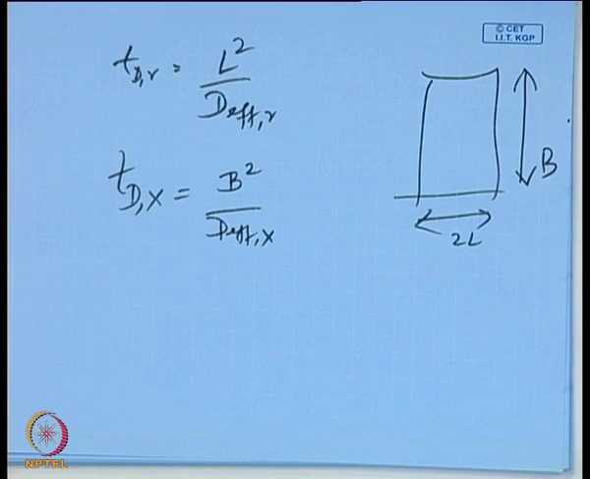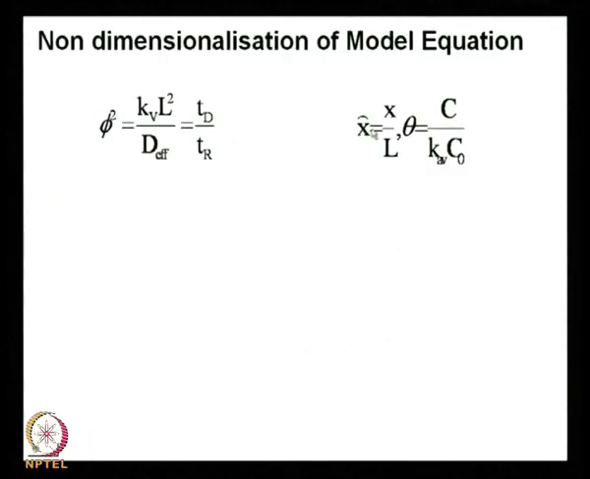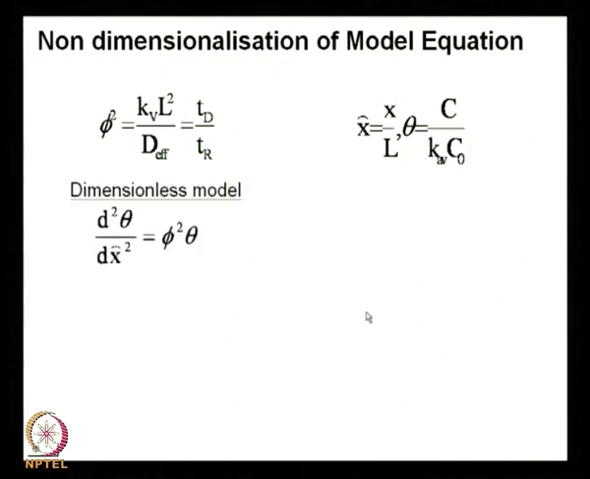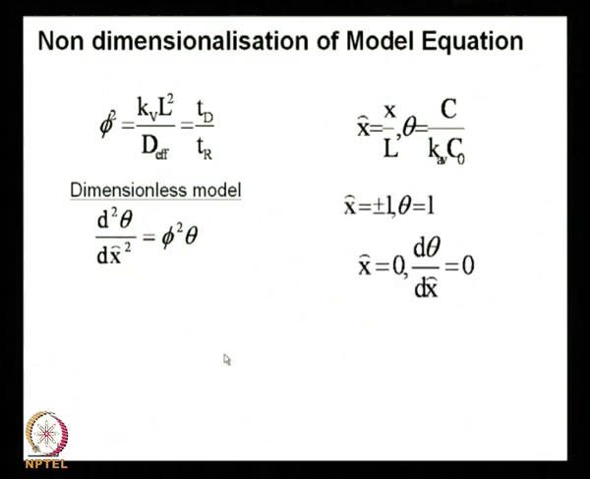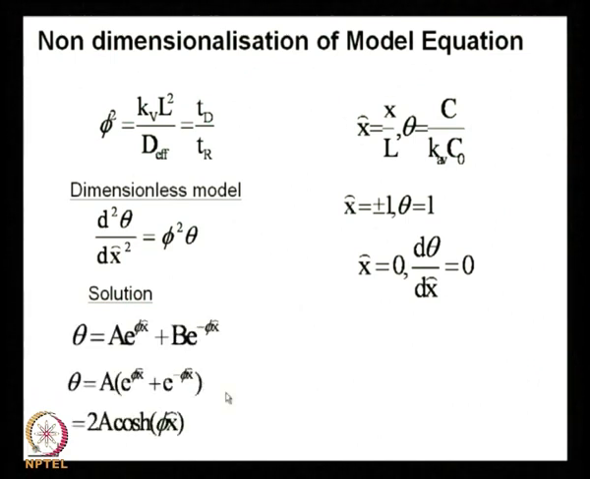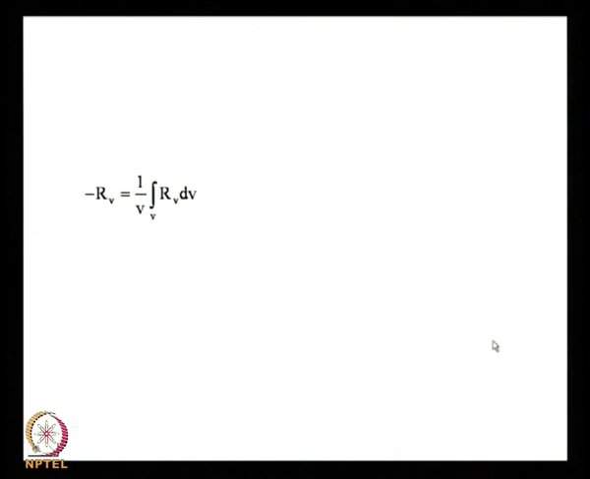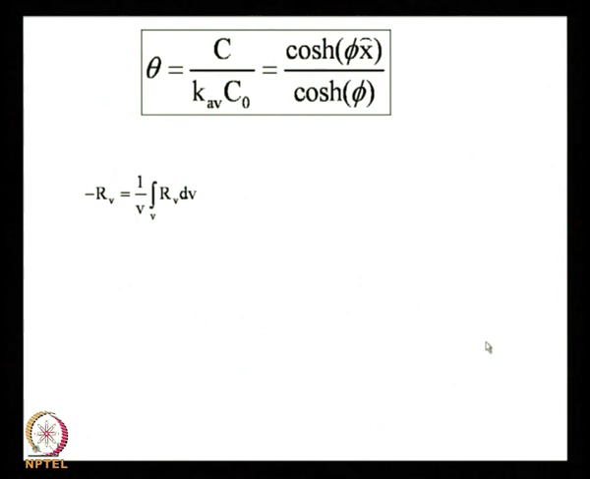Okay. So, anyhow, we did that and we used x hat as x over L, my dimensionless coordinate, and theta as a dimensionless variable, c over k v c naught. Okay. And then my dimensionless model became del 2 theta del x hat square equals phi square theta, fine. And then the solution is, this is what we wrote, and I think we wrote it slightly differently. We wrote it with cos hyperbolic and sin hyperbolic and got rid of the sin hyperbolic, we got just the cos hyperbolic.